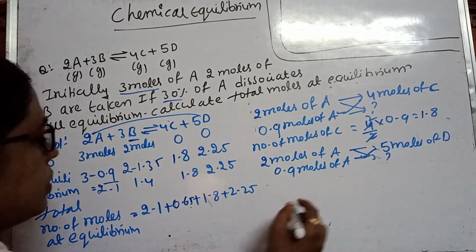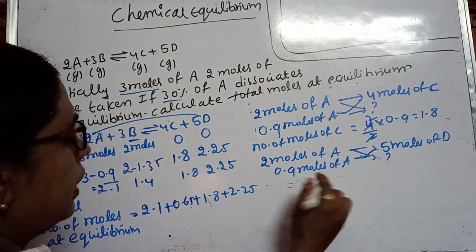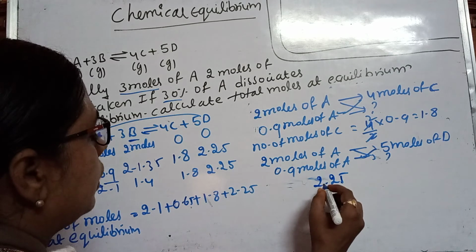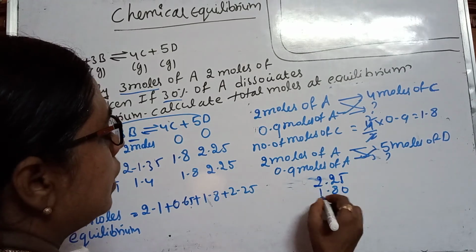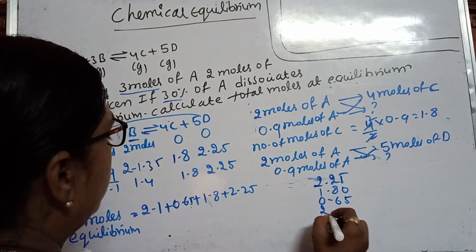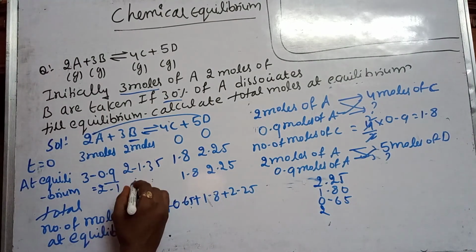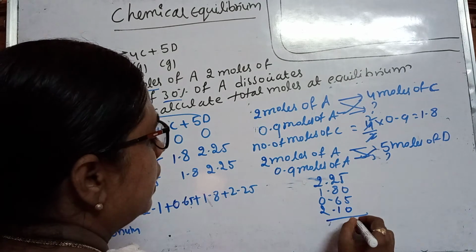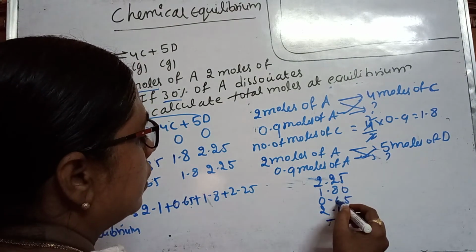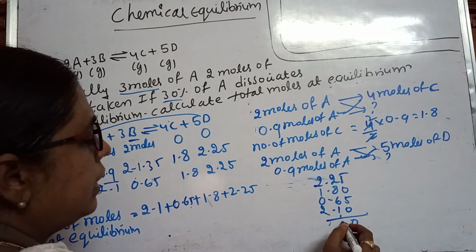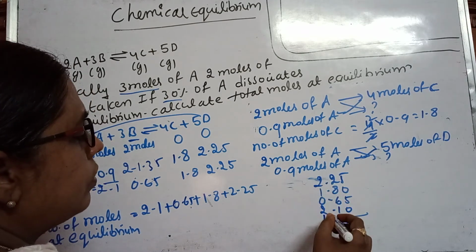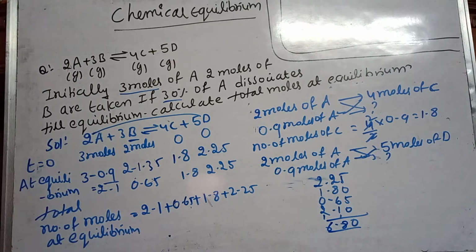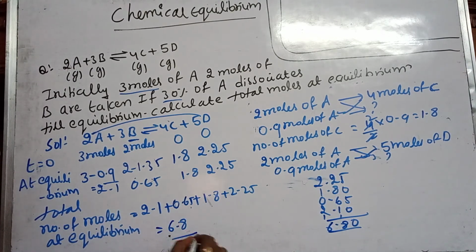See, we can calculate the total number of moles once again. 2.25, then 1.80, then 0.65, then 2.10. So how much do we get here? We get 6.8. So the total number of moles is 6.8 moles.